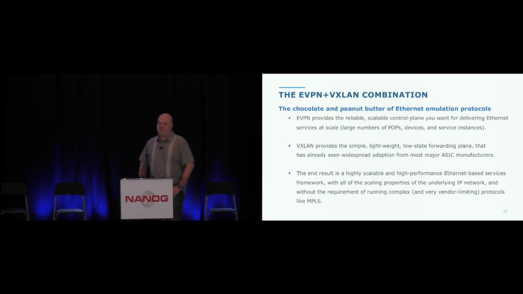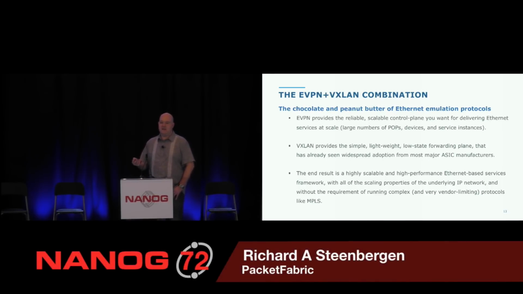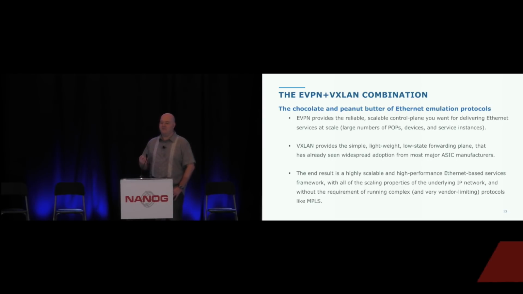So really, think of EVPN and VXLAN as the chocolate and peanut butter of Ethernet emulation, right? This is the perfect combination. It was the marriage meant to be, and they really solve a lot of problems for each other. The EVPN piece solves the reliable, scalable control plane. It's how you have large numbers of POPs, large numbers of devices, large numbers of service instances, and make this stuff scale. VXLAN is how you do the data plane. It's how you have a very simple, very lightweight, very low state mechanism that can do massive amounts of traffic cheaply. And this is something that's already seen widespread adoption by pretty much every major ASIC manufacturer out there. So the end result is you get the best of both worlds.